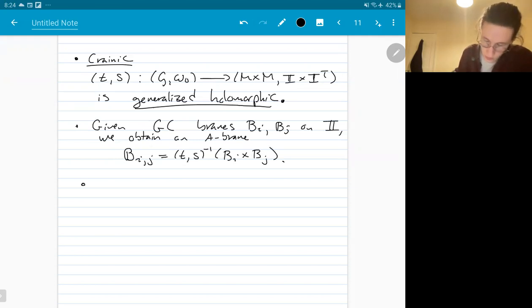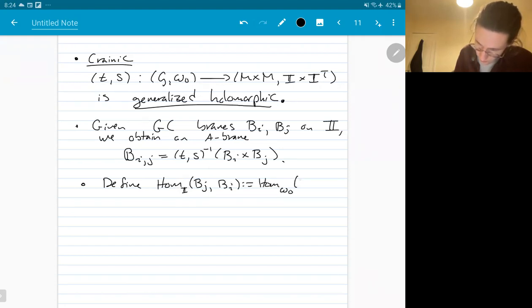And so our proposal for defining the HOMs in the category is that we would define the homomorphisms from B_j to B_i as the homomorphisms in the A model of the groupoid from this identity, this monoidal unit, to B_ij. And then the composition defined using the tensor product structure.